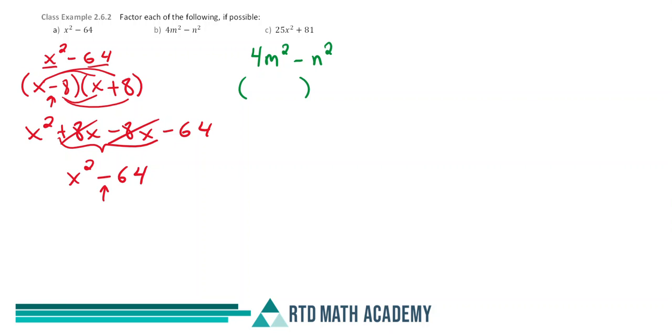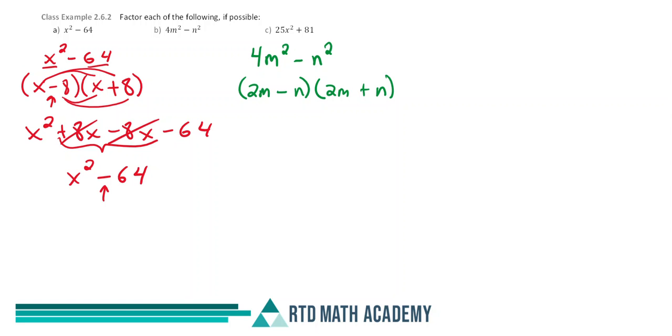So let's just write down our brackets. All right, so then the square root of 4 is 2, so they both get a 2. The square root of m squared is m, so they both get an m, right after it too. And then the square root of n squared is n, so they both get an n. And then one's minus, and one's plus. And there you go. That's factored difference of squares. Now, just a note, it doesn't matter if this one's negative and this one's positive or vice versa. Either way.